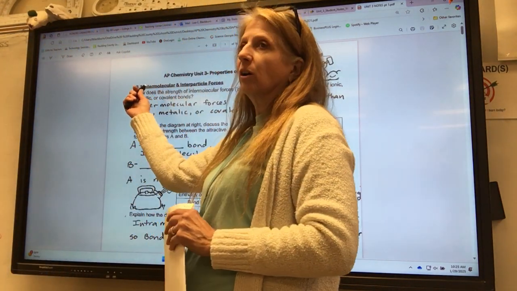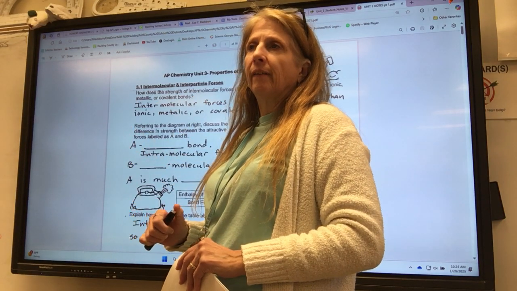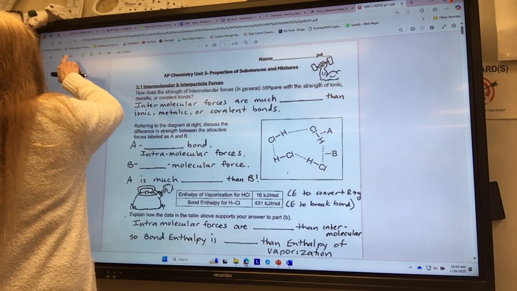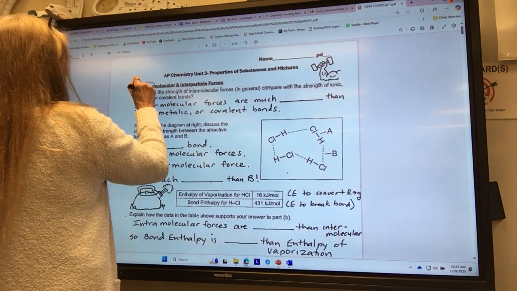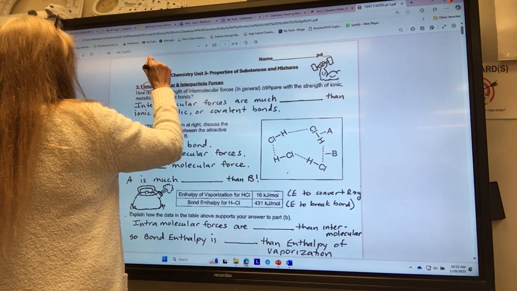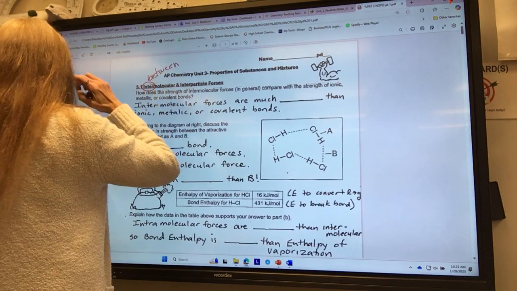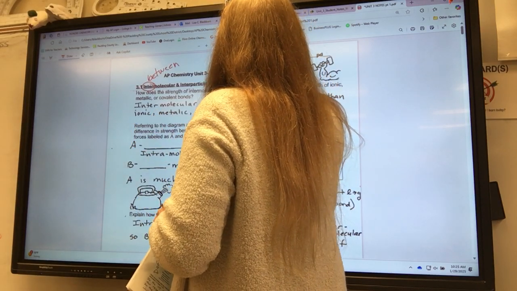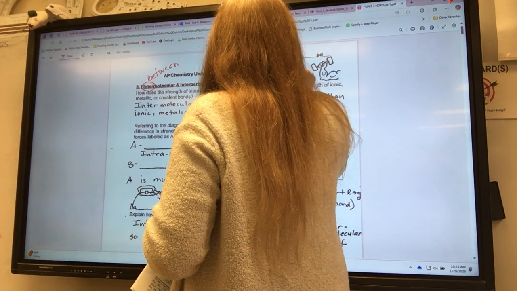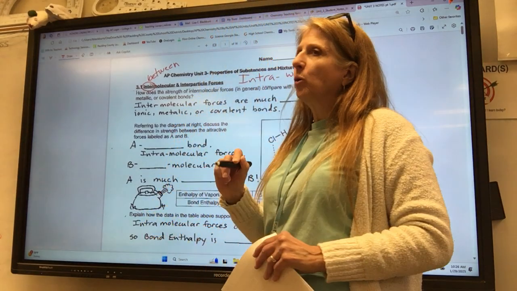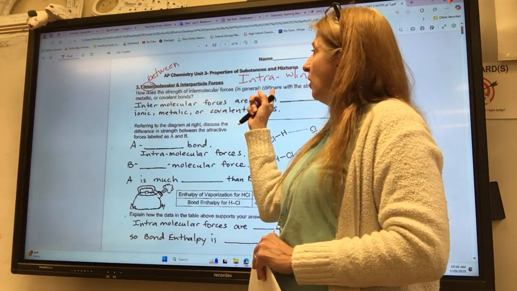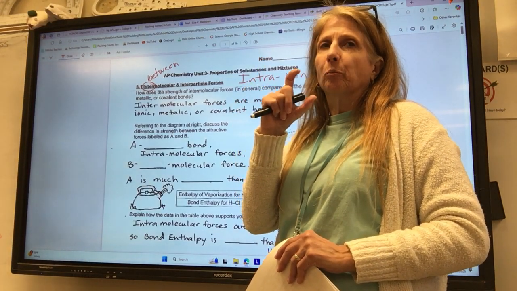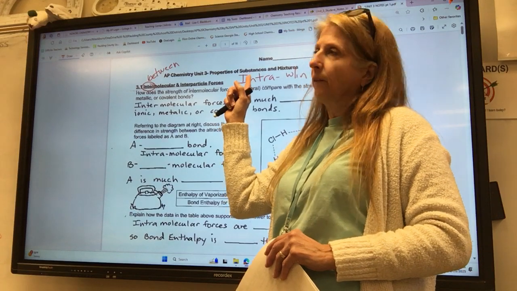These are inter, so what are they? Inter means between. So these are between molecules. Okay. The other one, intra, is within. So what we've been talking about so far has been intra. It's been bonds within atoms. And these are much stronger.